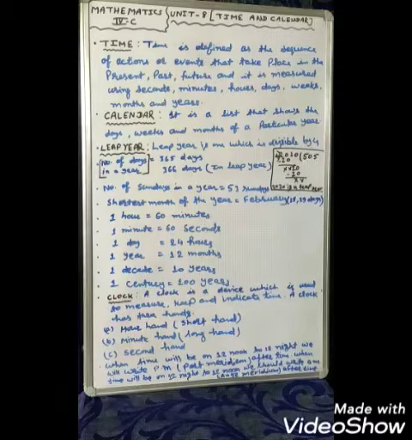When the time is from 12 noon to 12 night, we write PM, post meridian, after the time. Like 11 o'clock, 11 PM means night. When the time is from 12 night to 12 noon, we write AM, ante meridian, after the time. When we write 11 AM, it means 11 in the morning or in the day.